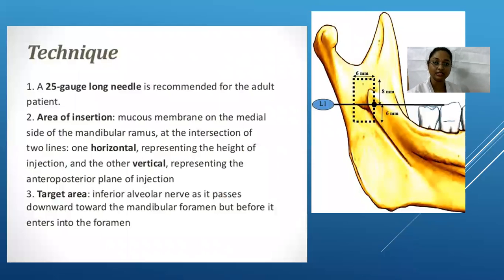Then coming to the technique, a 25 gauge long needle is usually recommended for inferior alveolar nerve block. The area of insertion is the mucous membrane on the medial side of the rhombus, where two lines intersect, the horizontal line and the vertical line. The horizontal line represents the height of the injection, whereas the vertical line represents the anterior posterior plane of the injection. The target area is the inferior alveolar nerve as it passes downward towards the mandibular foramen, before it enters the mandibular foramen.